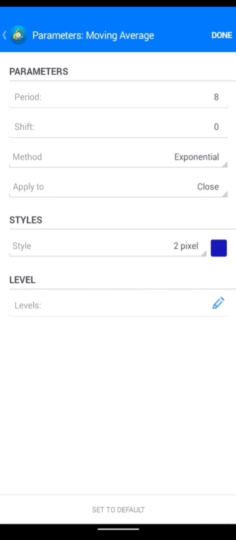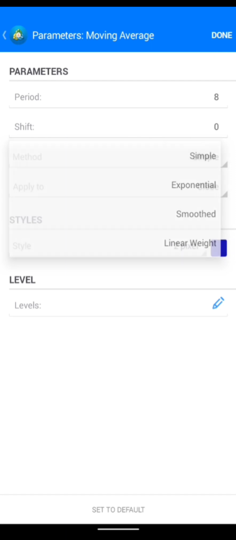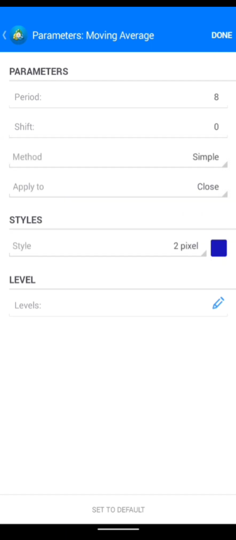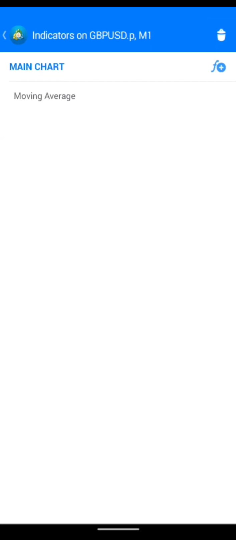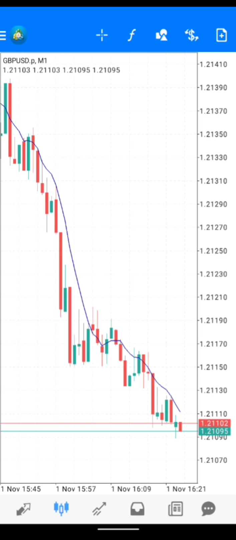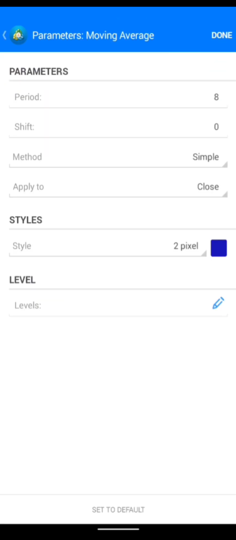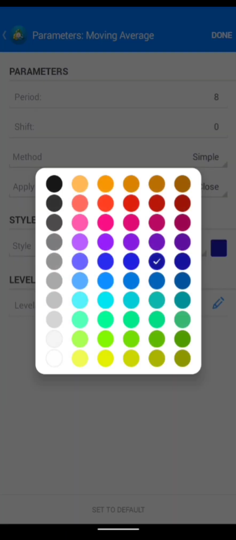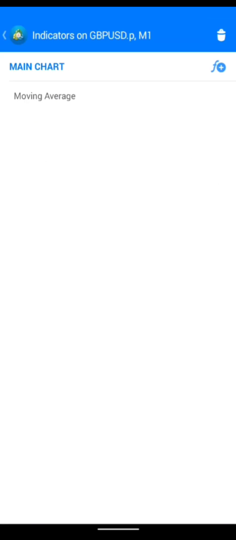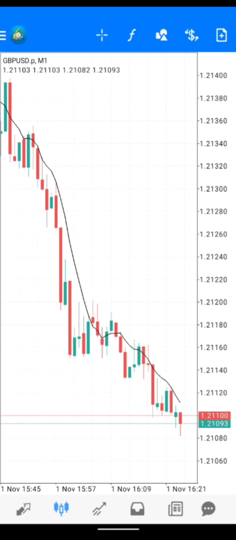So it's an exponential moving average. Let's say I want to use a simple moving average. So if you add there, you come back to your chart, you'll see that blue line. Yeah, you can customize your indicator. So let's say moving average, I want the 8 period to be let's say something like black. So I come back here to your charts, I have a black moving average.